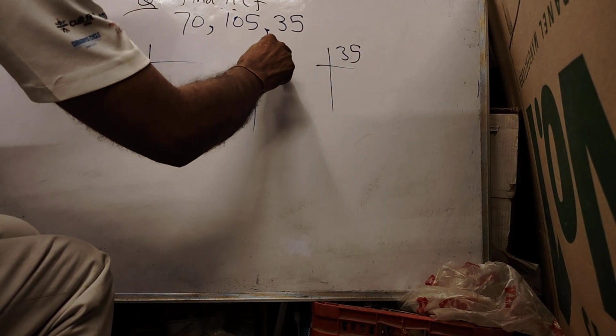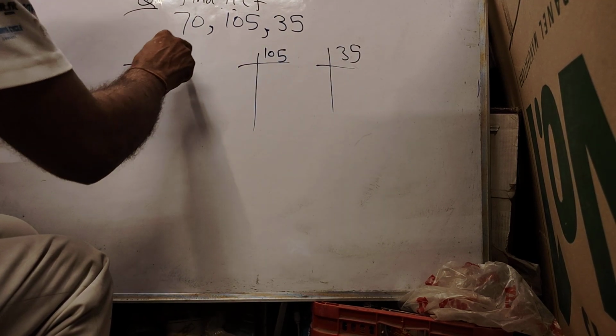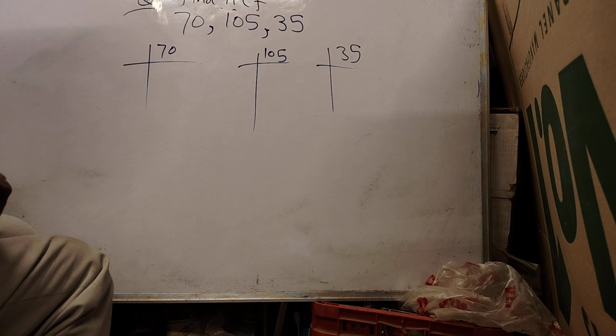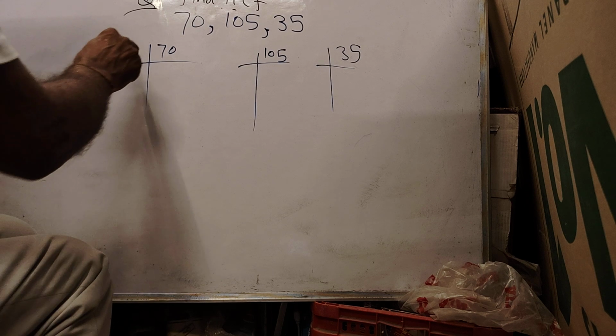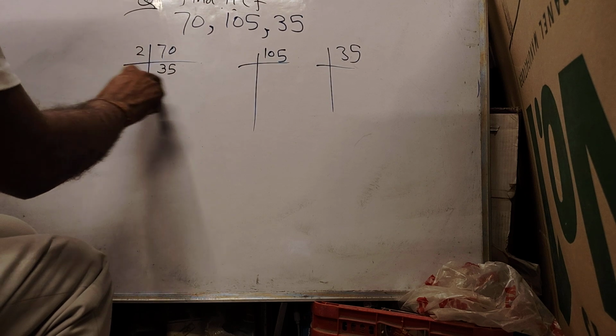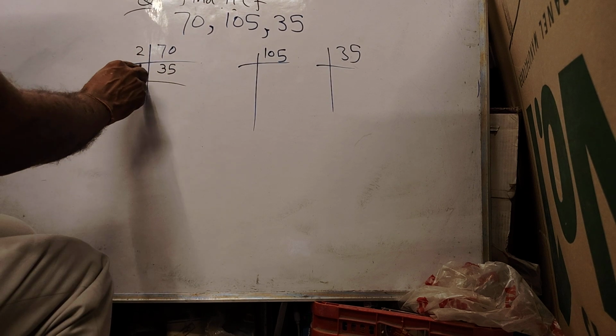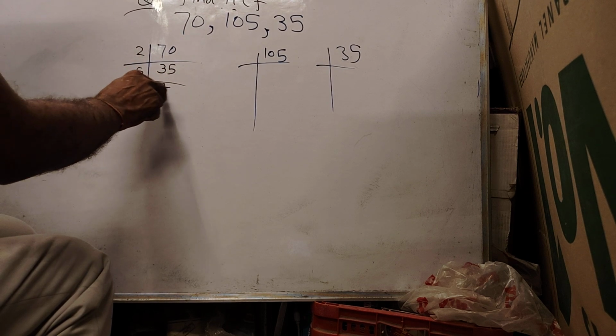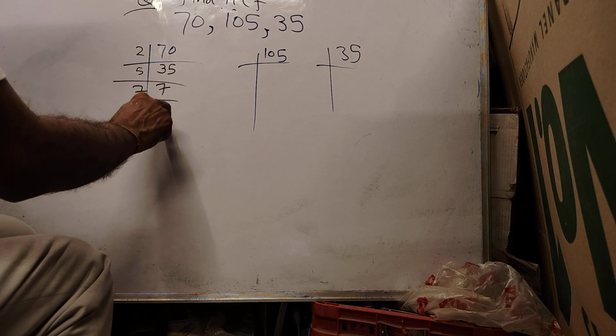So we separate them for the HCF. First, 70 divides by 2 because it is an even number, giving 35. Now 5 divides 35, giving 7. Now 7 is also a prime number, so 7 divides 7, giving 1.